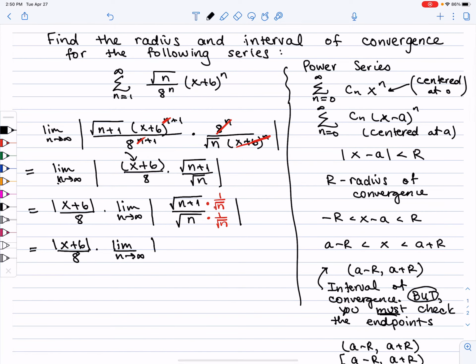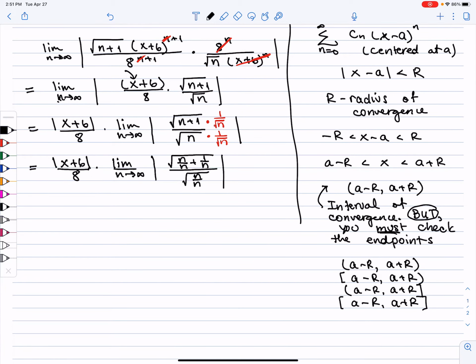Then this is going to give us the square root of n over n plus 1 over n, over the square root of n over n. And if we do the square root of that, then this is 1, this is 1, and as n approaches infinity, 1 over n will go to 0. So then the limit as n approaches infinity is equal to 1.